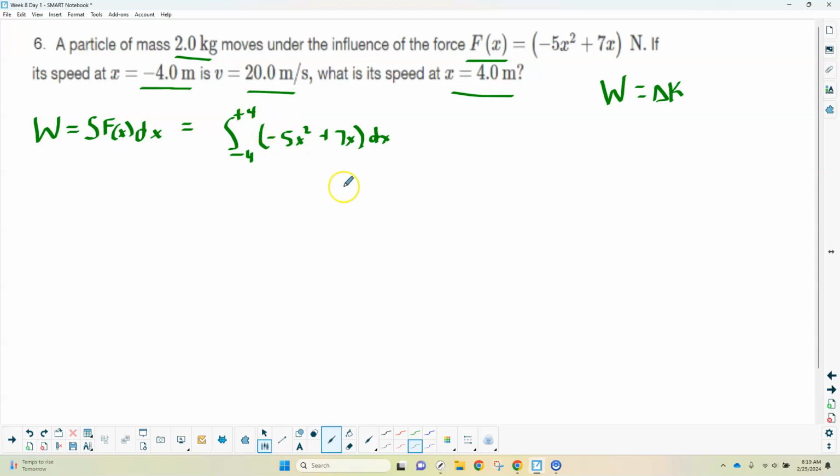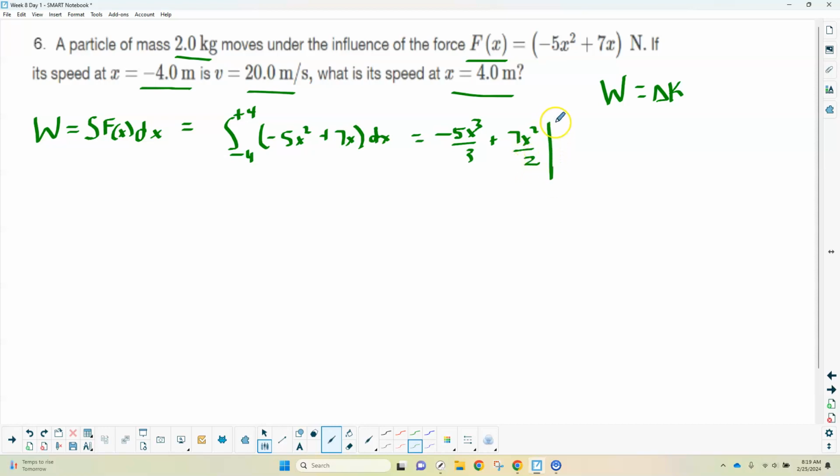The integral itself isn't too awful, so you're just using the power rule to get the values here. So it turns out to be -5x cubed over 3 plus 7x squared over 2.